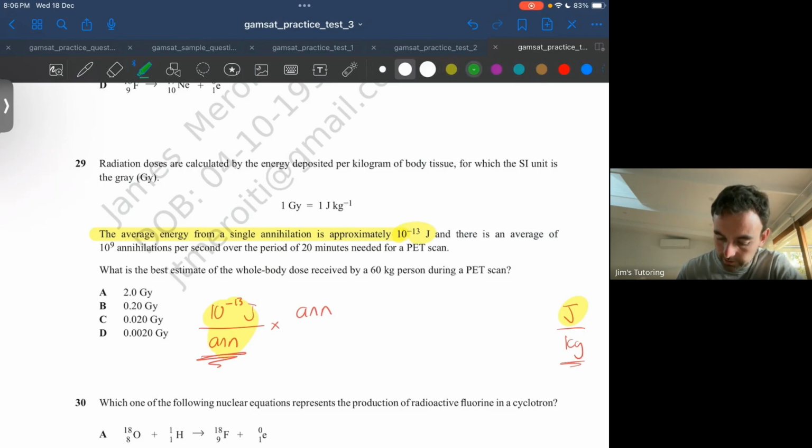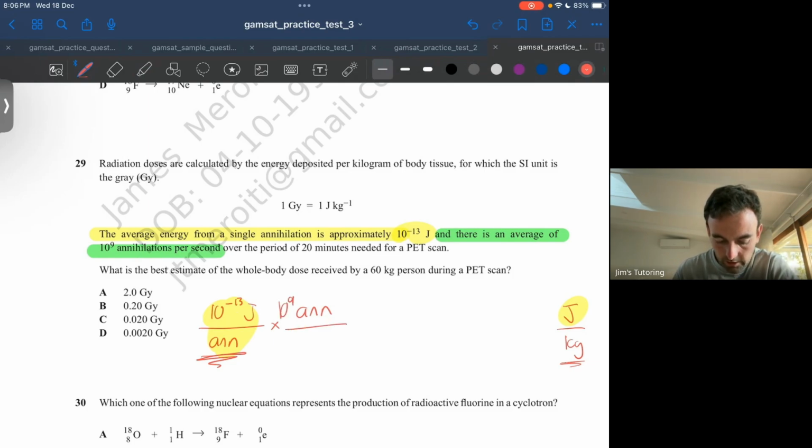So maybe I'll look at this next sentence. It says there's 10 to the 9 annihilations per second. Okay, so again, these are essentially dimensionless units. One of them is equal to the other, so we can just put them into a fraction. And what that means is these annihilations cancel out. Now I'm thinking, okay, well, that's good. But now I have seconds. So how can I cancel seconds?